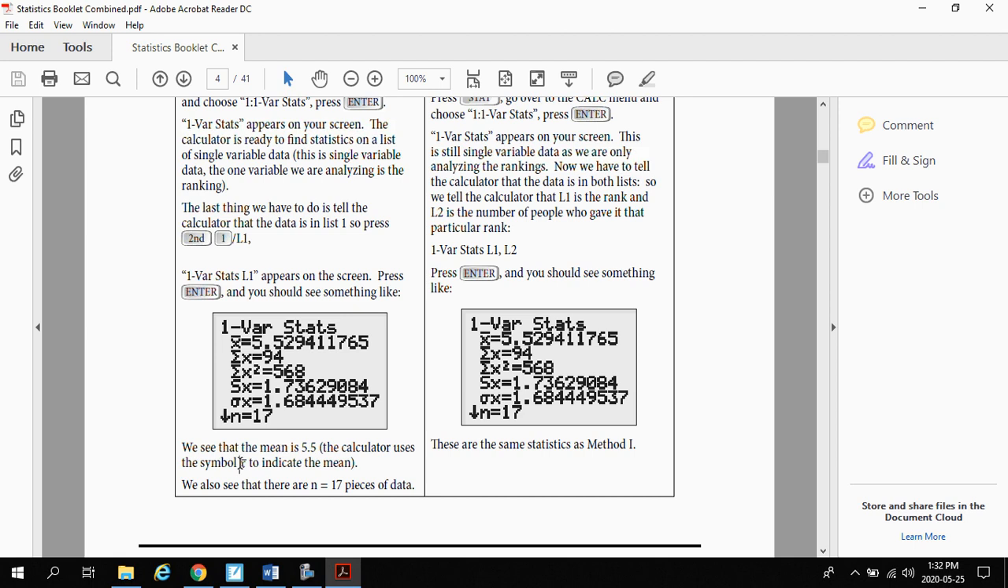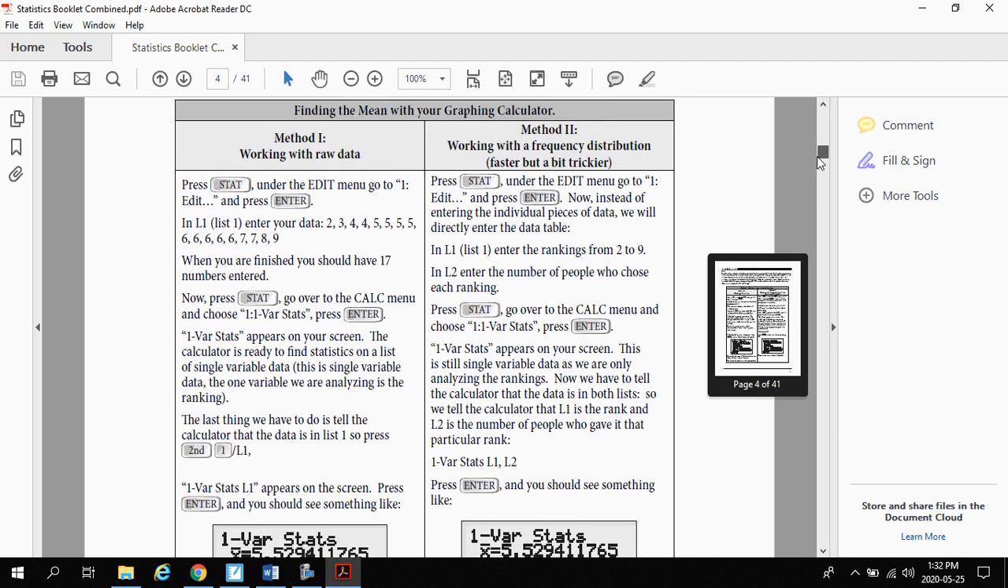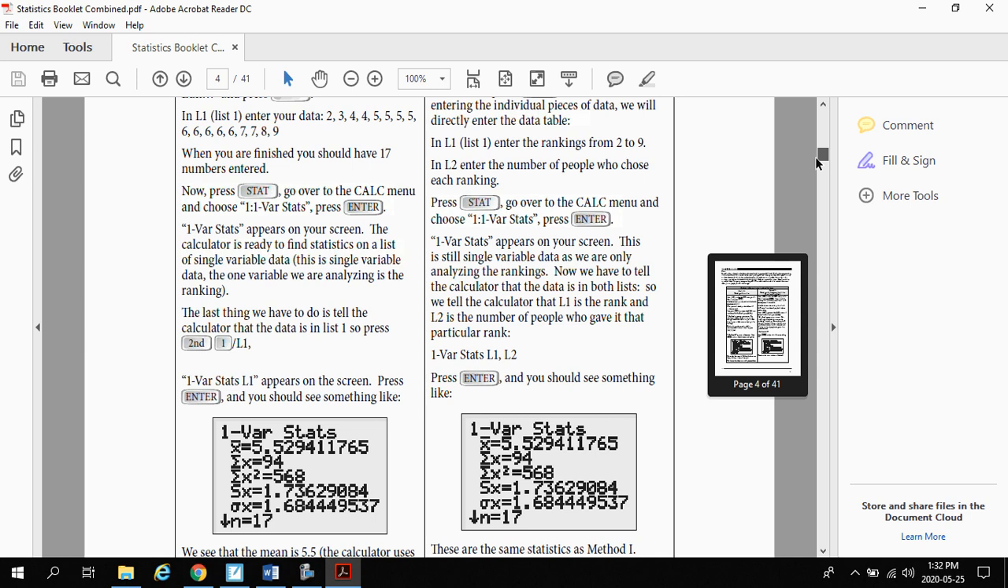So as it says here, the calculator uses the symbol x with that little bar on top to indicate the mean. Sometimes you'll hear me call it x bar, but that's just the symbol to indicate the mean. We'll see it another way a little bit later as well, but the way your calculator will say it is x with that little bar on top. So that gives us the mean of our data, 5.5294. That's the same number we would get if we punched all of those into the calculator and then divided by 17. That's actually what it's doing.